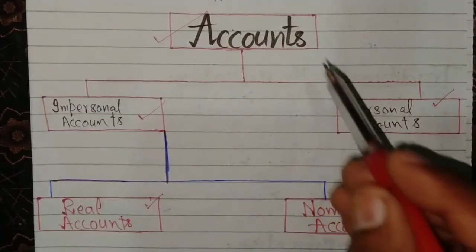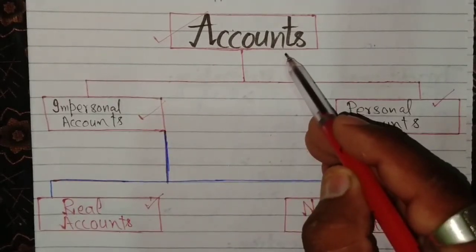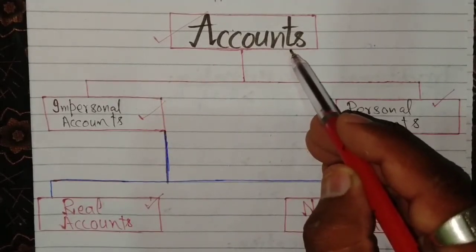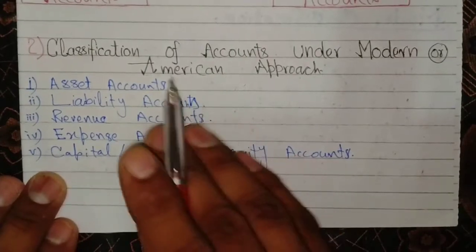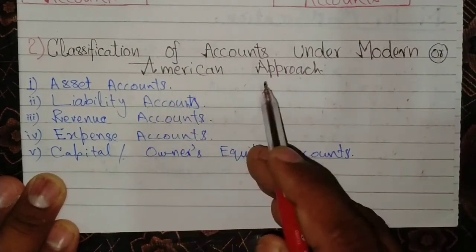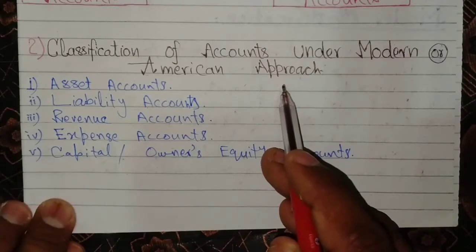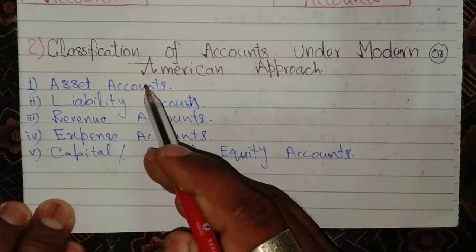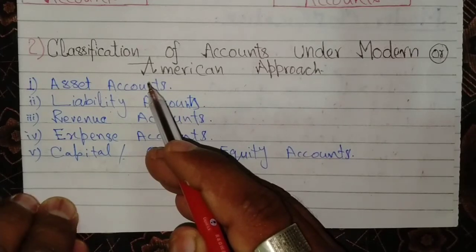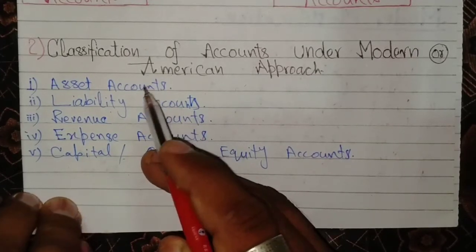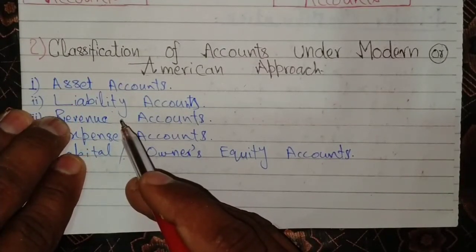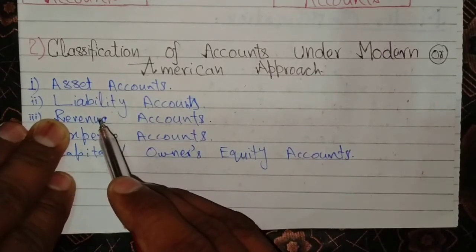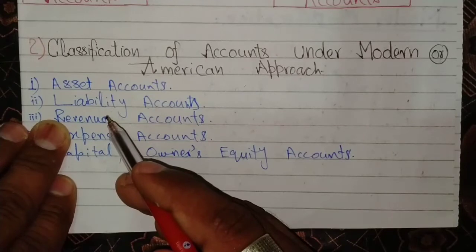After the discussion of classification of accounts under the traditional or British approach, now we are going toward classification of accounts under the modern or American approach. The modern approach has become a standard of classifying accounts in many advanced countries. The types of accounts under this approach are mostly self-explanatory. Under the modern or American approach, the accounts are classified into the following 5 groups.